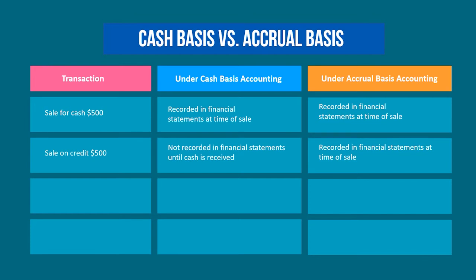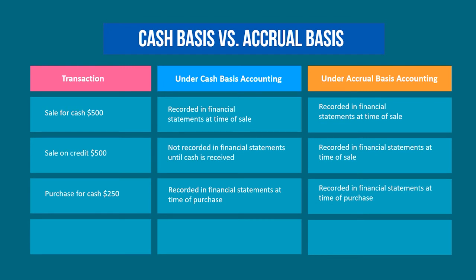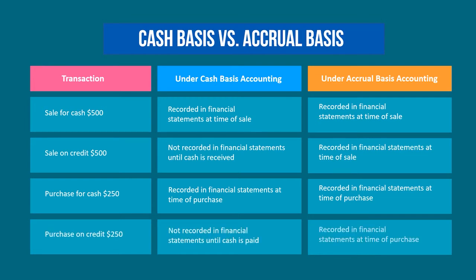A purchase paid with cash at the time of sale would be recorded in the financial statements under cash basis accounting. It makes sense because the business received the supplies from the supplier and paid the supplier at the same time. It is considered two events that occur simultaneously. Exchange of merchandise for cash. A purchase on account would not be recorded in the financial statements until the cash is paid under cash basis accounting. Under the accrual basis of accounting, this purchase would be recorded in the financial statements.